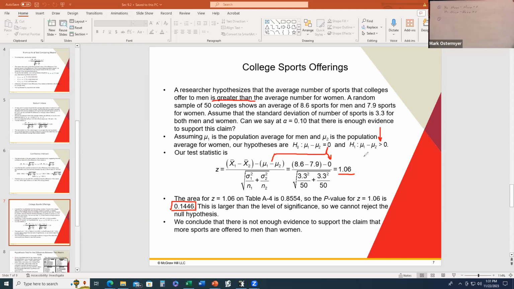And say that, well, the mean number of sports offered to men exceeds that for women. It doesn't look like the claim is being supported here, because that p-value is too high. Okay. So yeah, too much risk there. Don't reject the null there. So that's an upper tail test conducted via the p-value method.